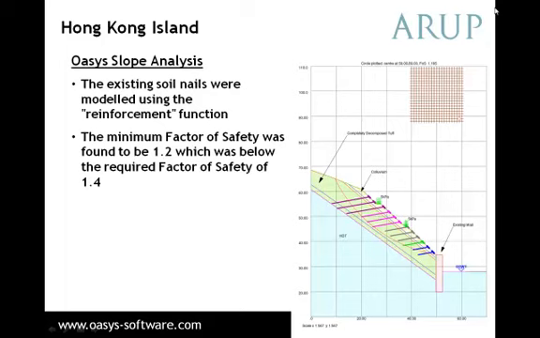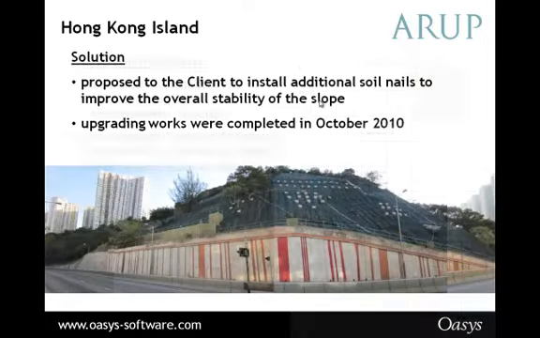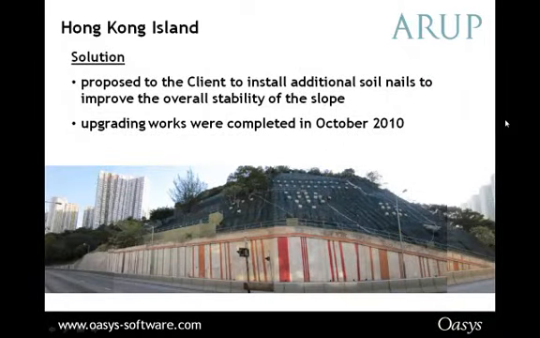So Arup had to propose a new slope, and they did a slope analysis on this as well. They proposed to the client to install additional soil nails to improve the overall stability of the slope, and this was analysed using Slope. And upgrading works were completed in October 2010. So if you look at the picture below, you can see where the soil nails have been installed, and it was a very interesting job.